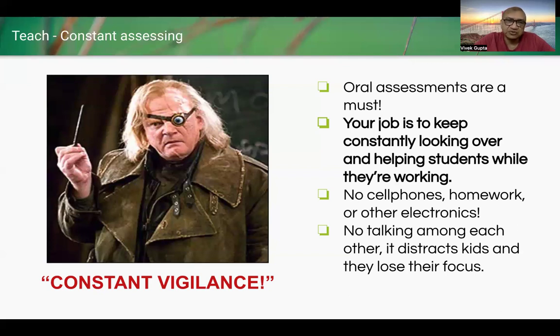And please don't talk to each other. Sometimes you'll have your friends also as tutors, or you might know a kid from your family acquaintance or your friends' circles. So please don't start chatting or talking to them. The kids get distracted and they lose focus, and it doesn't create the environment that we want to create.